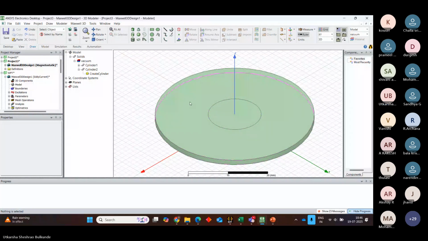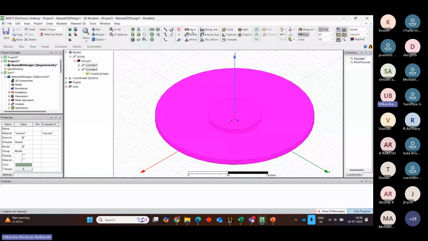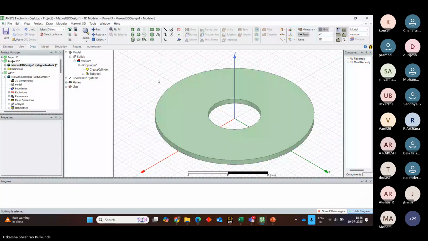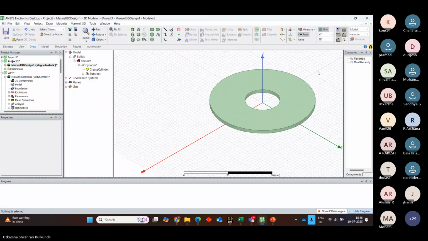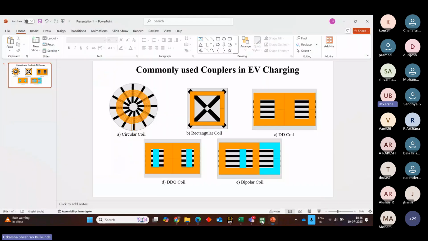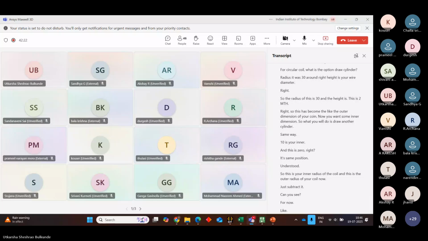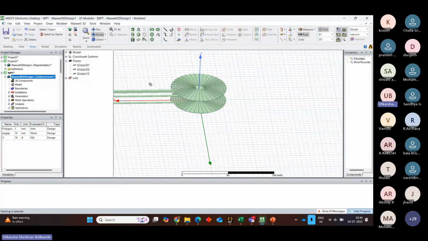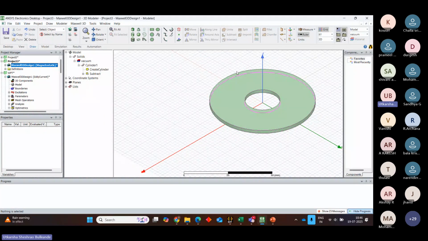Now just subtract it. Can you see? So now, sorry, you have made this structure only, but in solid form. Understood? One more advantage of this is you don't have to extend your wire, these wires that you did.